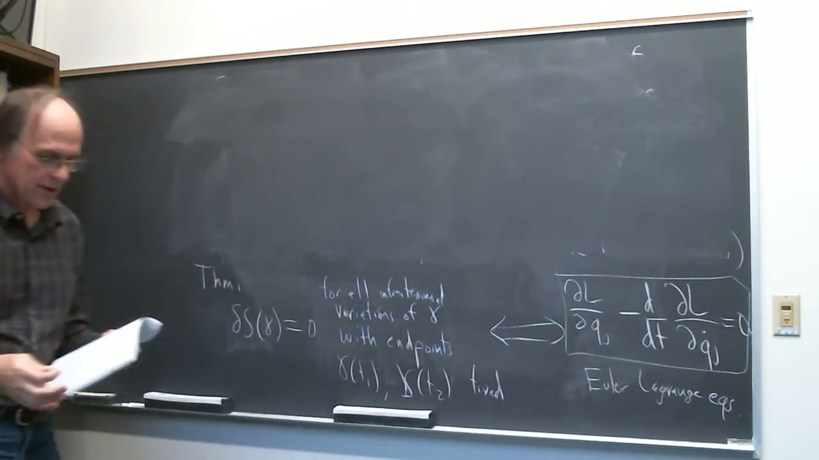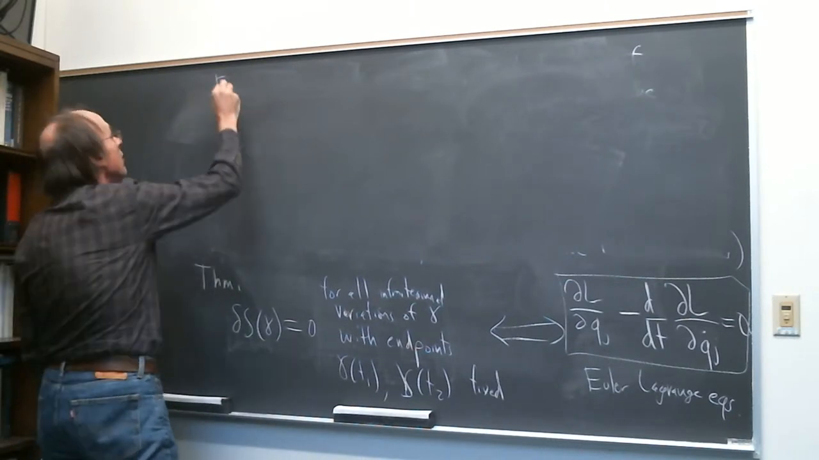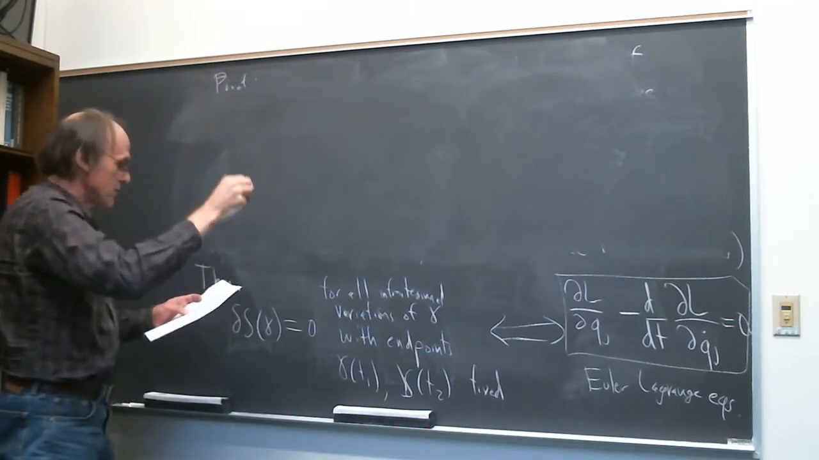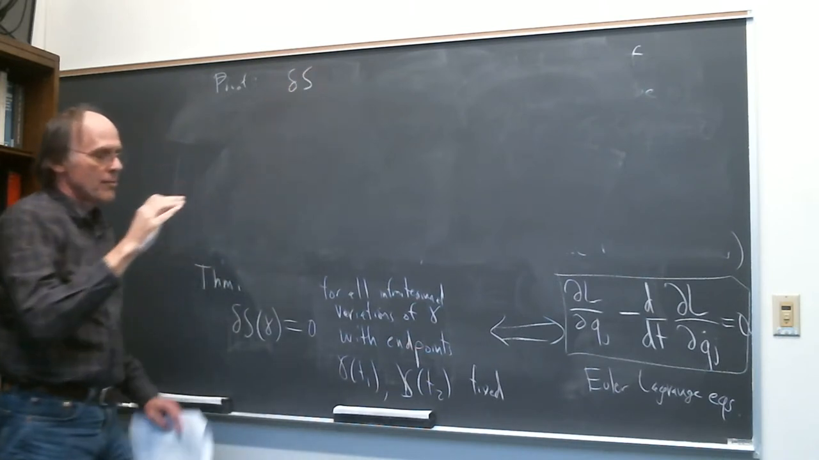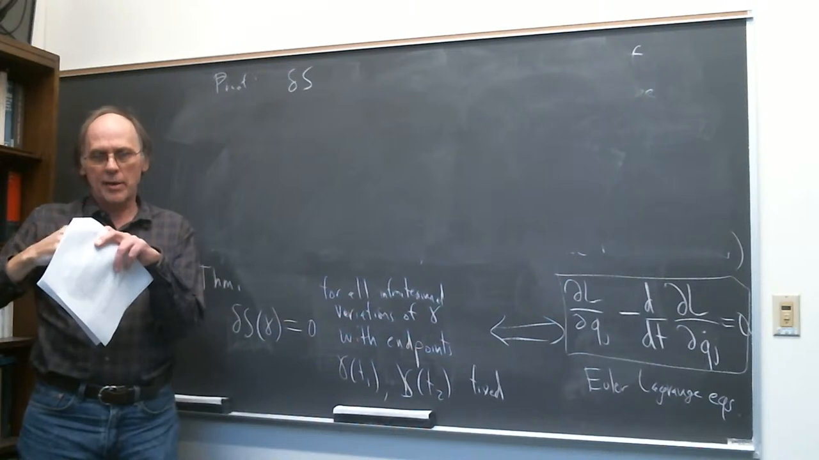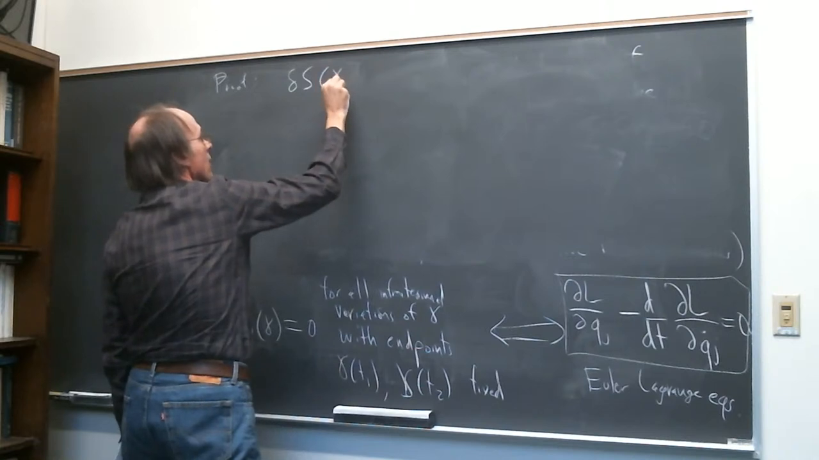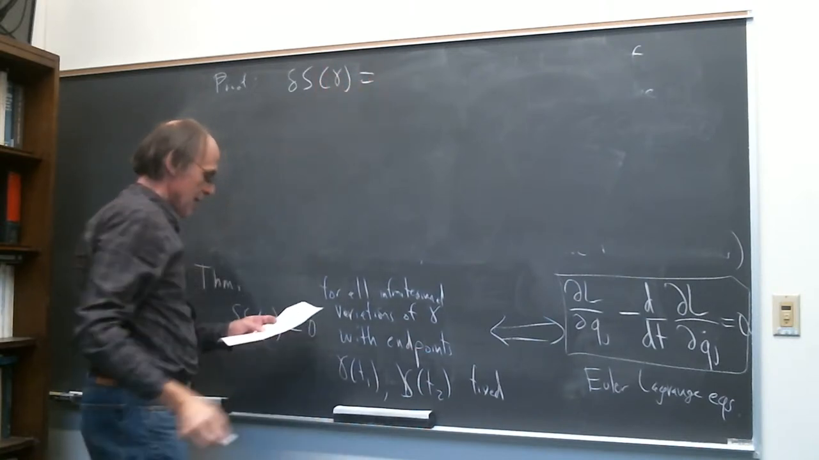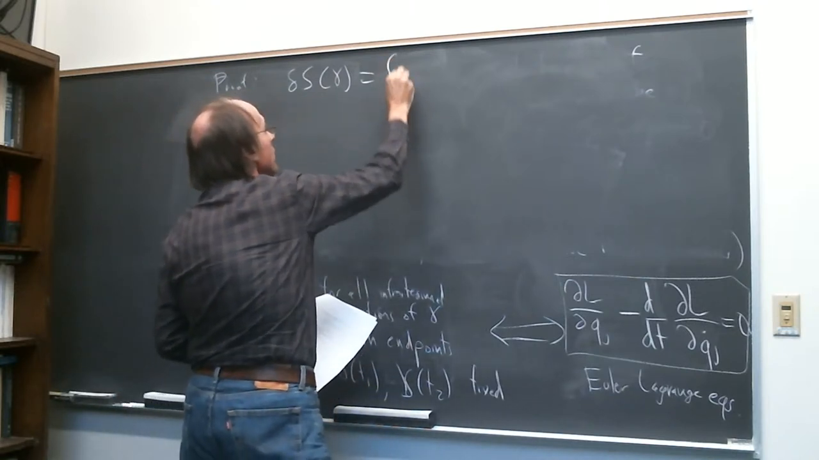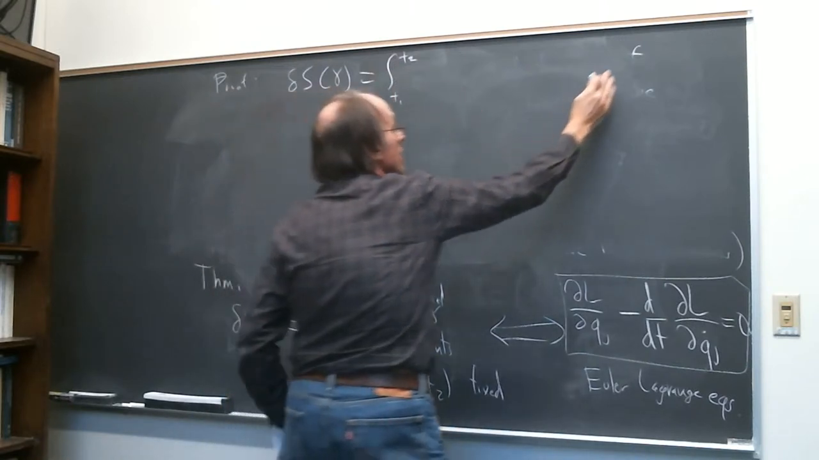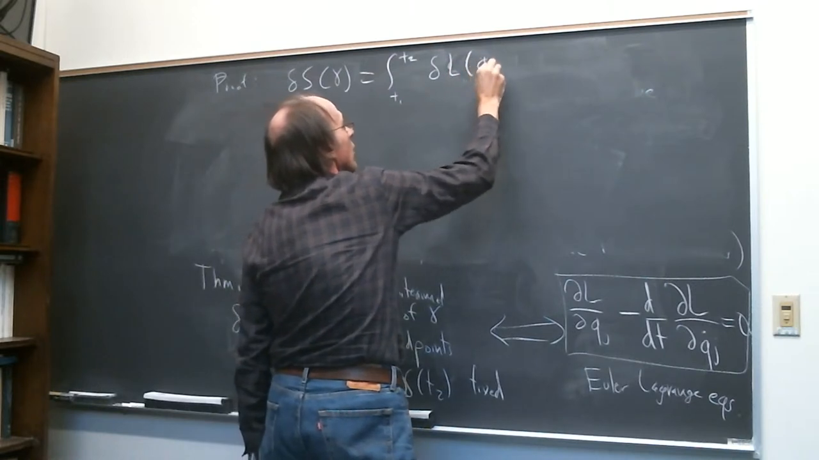Is crucial, the whole point of the things. So what you do is, the proof of this is basically you're going to show that if you make a small variation in the trajectory by delta q of t, then the action S about a trajectory gamma, delta S, is going to be the integral from T1 to T2 of the change in this L function of q and q dot dt.